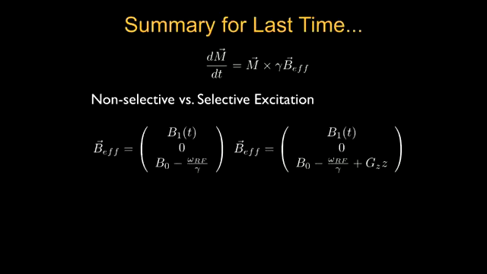This is the main difference between non-selective and selective excitation. In the non-selective case, B effective is not dependent on location, whereas in selective excitation, B effective is dependent on location. So this is a key component to see the difference between these two.